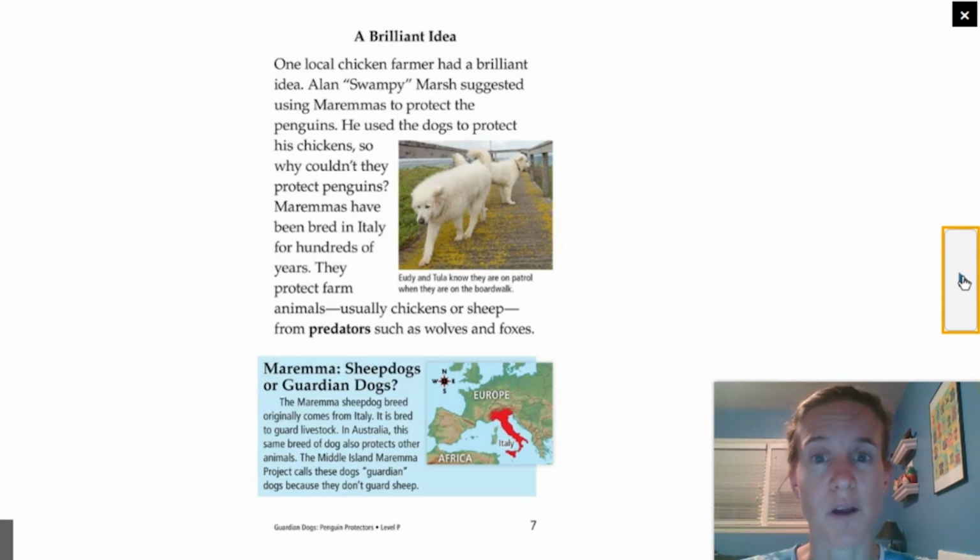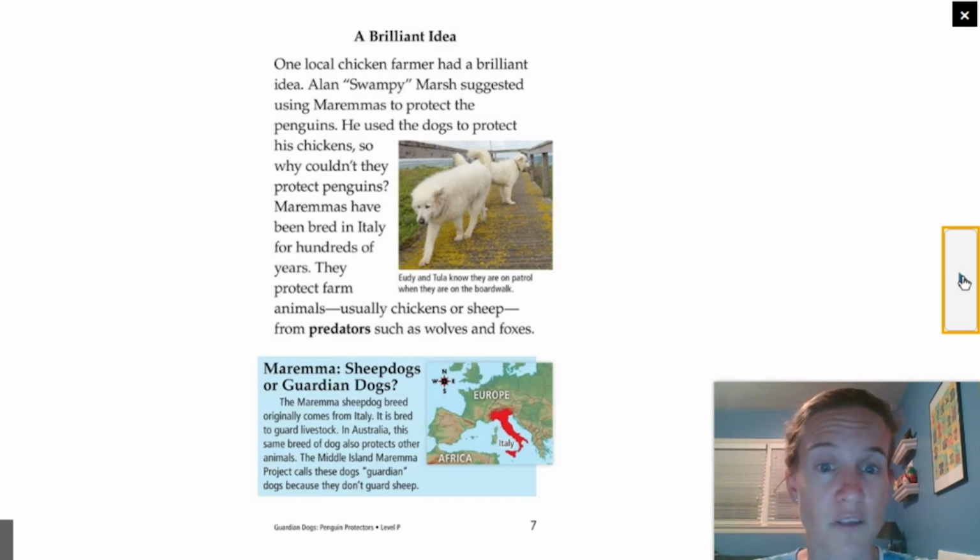One local chicken farmer had a brilliant idea. Alan Swampy Marsh suggested using Maremmas to protect the penguins. He used the dogs to protect his chickens, so why couldn't they protect penguins? Maremmas have been bred in Italy for hundreds of years. They protect farm animals, usually chickens or sheep, from predators such as wolves and foxes.